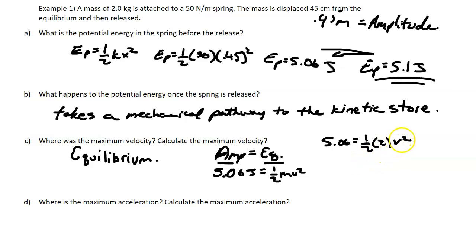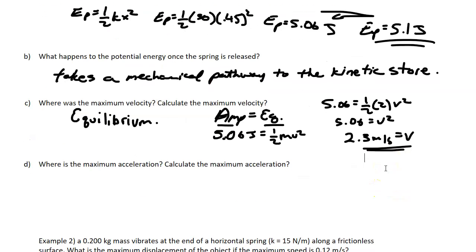Okay, so we're going to finish plugging in those numbers. And as we solve for v, 1/2 and 2 becomes just 1, so they essentially cancel themselves out. Square rooting that, you wind up with 2.3 meters per second as being the maximum velocity to 2 significant digits. Now, the maximum acceleration is going to happen at the amplitude. That is where we have the maximum displacement and therefore the maximum amount of force.